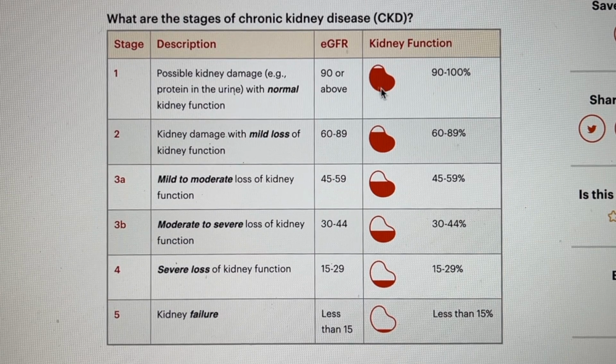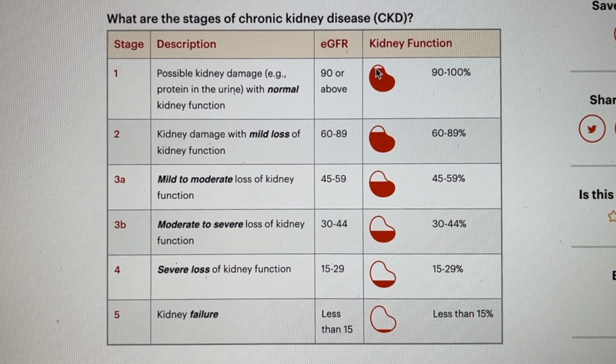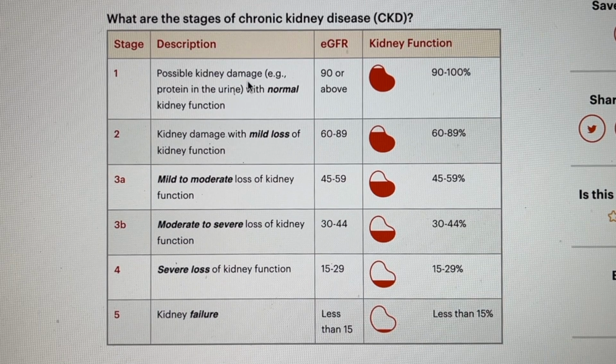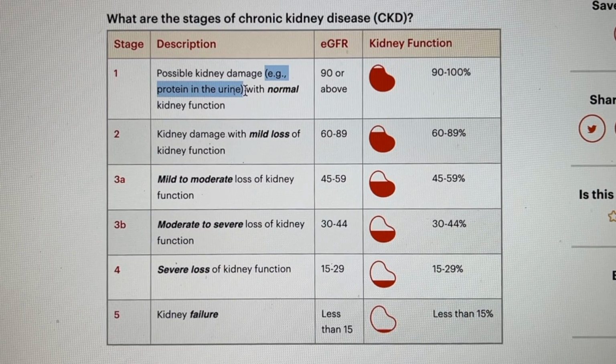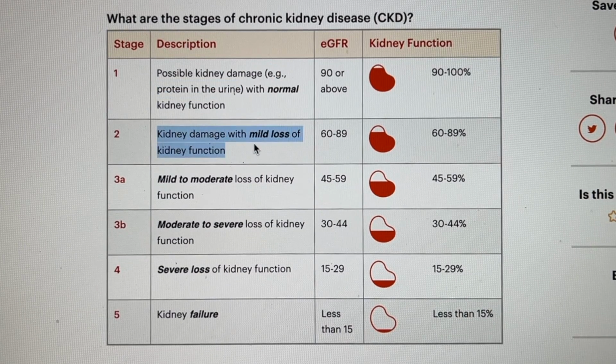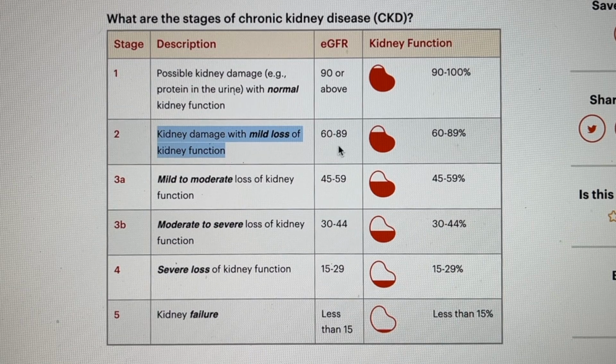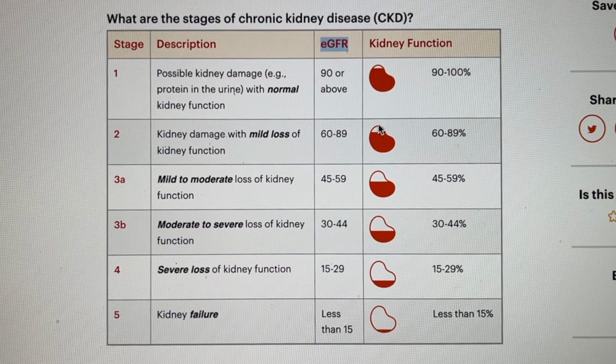Stage number 1, imagine your kidney at 100% functioning, it's able to filter 100% of the blood. Stage 1 of chronic kidney disease, there's possible kidney damage. You might see some protein in your urine with a normal kidney function. Normal is 90% or higher. But what we're noticing is that that damage is showing up in our assessments when we do a urinalysis. In stage 2, kidney damage is a mild loss of kidney function. We are at 60 to 89% estimated glomerular filtration rate.